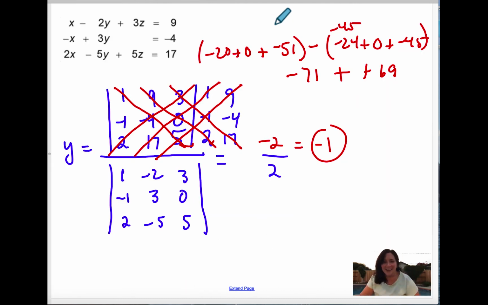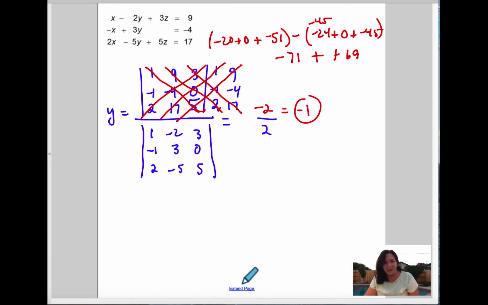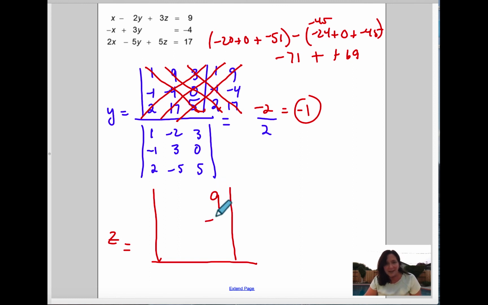So you kind of get the idea. Yes, it's a process, but it's kind of cool. It's a formula too. In order to find z, I'm just going to make the determinant on the top. So 9, negative 4, and then 17. And then the values on the bottom I'm going to bring up. So what I have is 1, negative 2, negative 1, 3, and then 2, and then negative 5. And those are the values that are brought up.